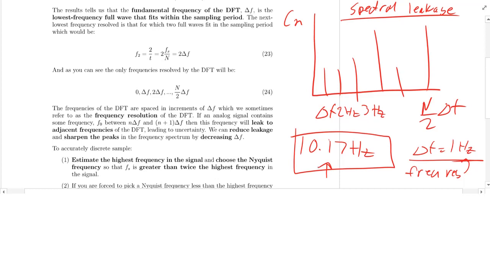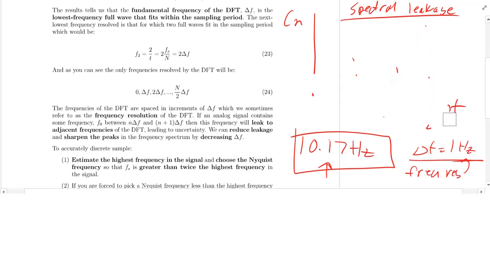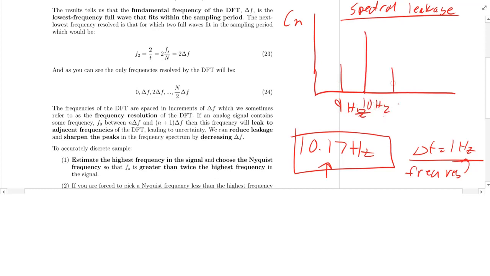No. What's going to happen is, let me erase this, just imagine here. I'm going to magically go to 10 hertz. So let's say here's my sample at 9 hertz, here's 10 hertz, and here is 11 hertz.